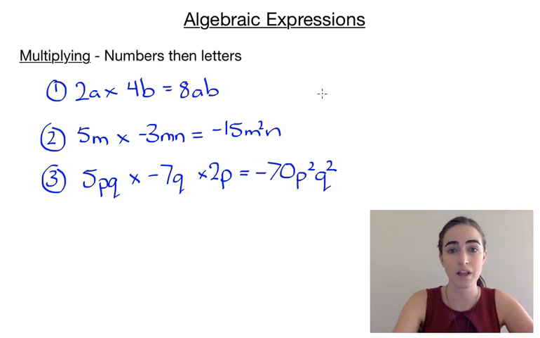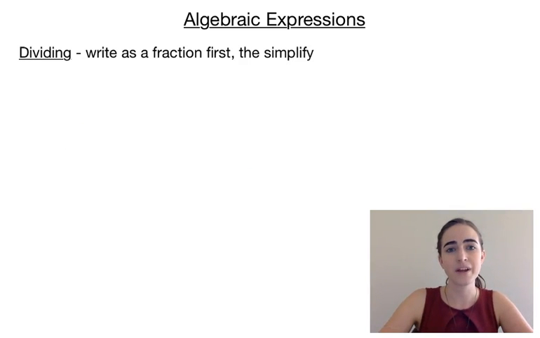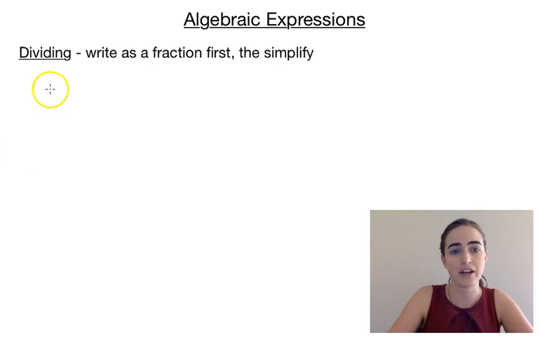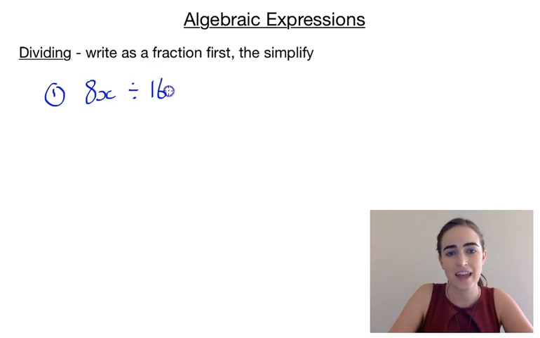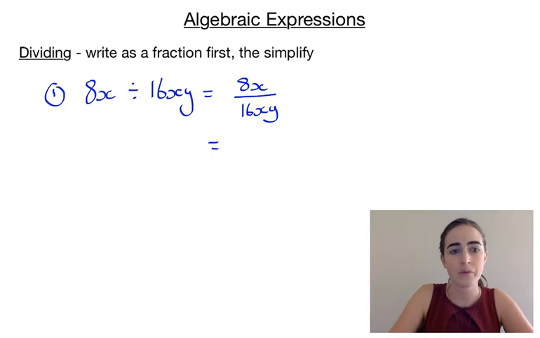Right, so that's multiplying. When we're dividing algebraic expressions, we always want to write them as a fraction first and then simplify. So our first example is if we've got 8x divided by 16xy. We'll write it as a fraction first, so it would be 8x over 16xy. And then we simplify where we can.